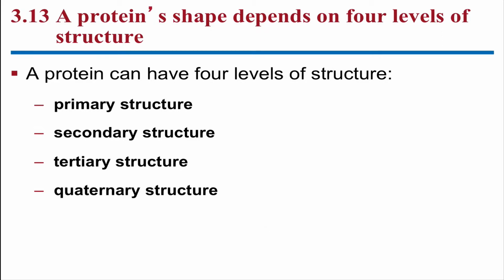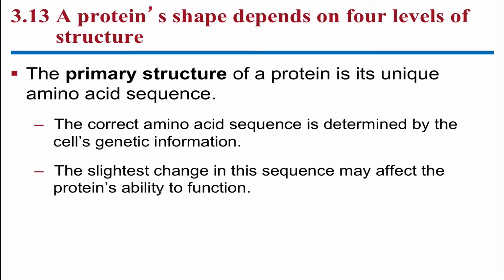A protein can have four levels of structure. You have the primary structure, the secondary, tertiary, and what's referred to as the quaternary. Some proteins do, others don't. So the primary structure of a protein is unique.